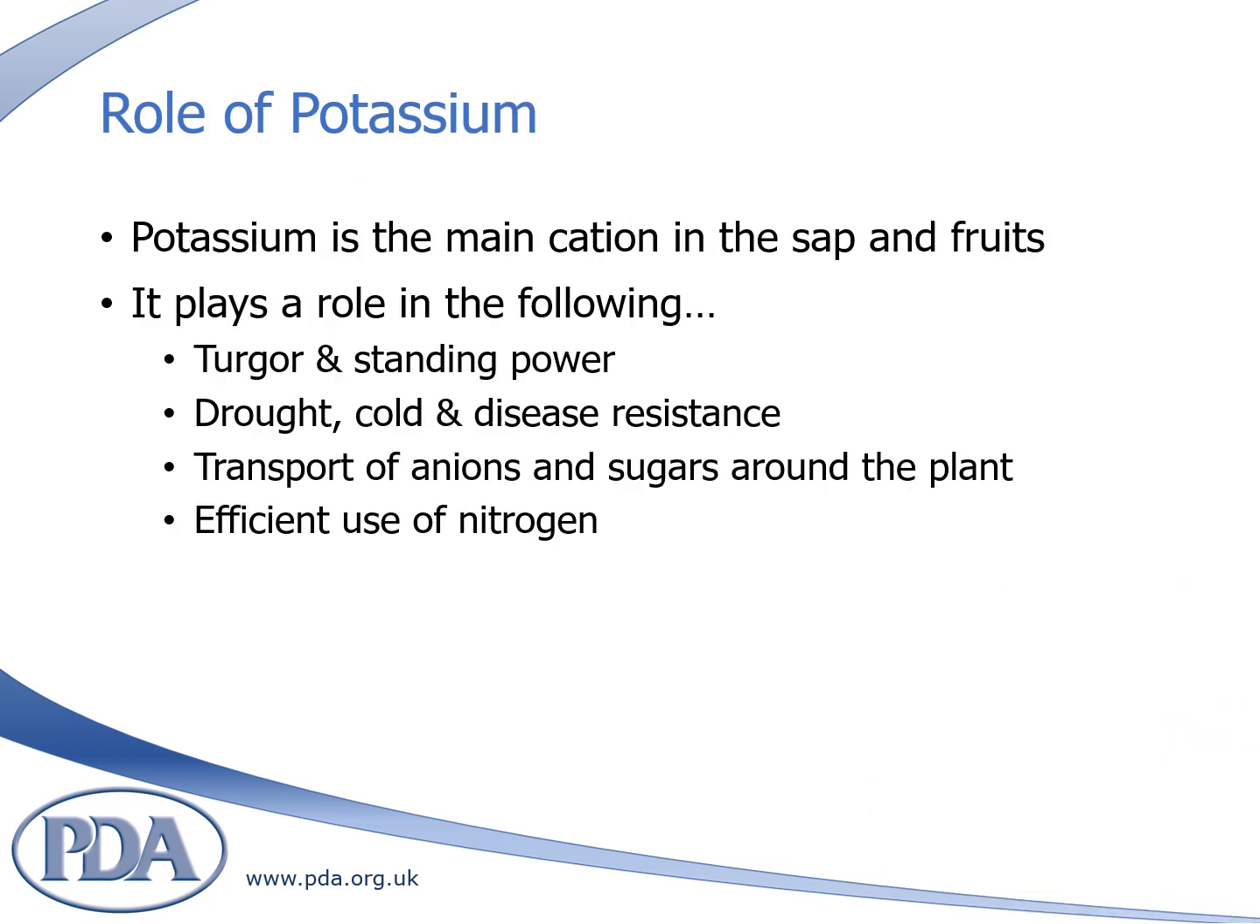The role of potassium. Potassium is the main cation in the sap and fruits. It's involved in many metabolic processes and osmoregulation. In practice, this means it's important for turgor pressure and standing power, drought, cold and disease resistance, transport of anions and sugars around the plant, and efficient use of nitrogen.